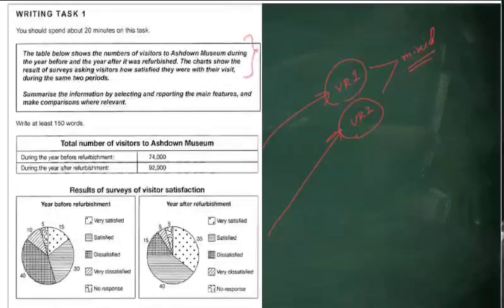We have here the table which shows the number of visitors to Ashdown Museum. This is the table that they're talking about, and this is regarding the number of visitors to this museum during the year before and after it was refurbished. And below that, of course, the charts show results of surveys asking for their satisfaction level, in which of course there are changes over the year, or basically before and after refurbishment. So this is a before and after situation.